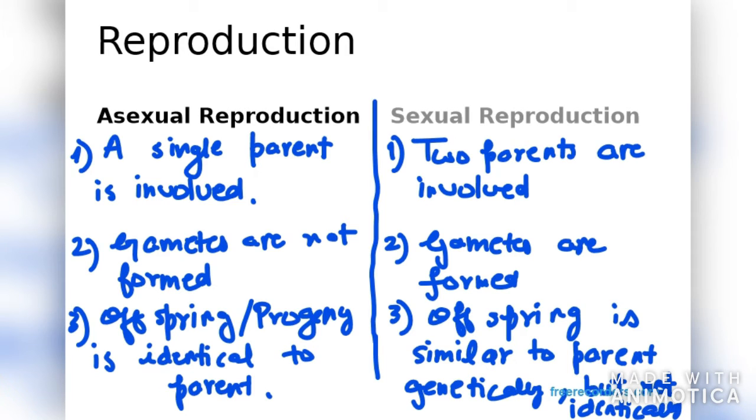So this is what you should know in reproduction. In asexual reproduction, a single parent is involved. In sexual reproduction, both parents are involved. In the second, gametes are not formed in asexual, and in sexual, gametes are formed. And the third one, offspring is identical to the parent, whereas in sexual reproduction, offspring is similar to the parent genetically but not identical.